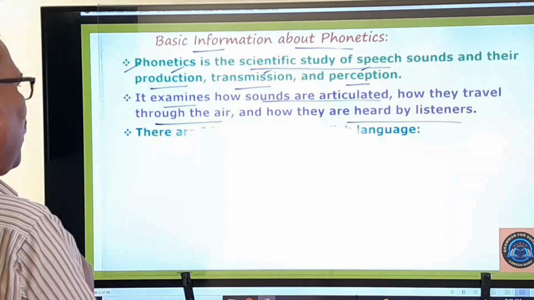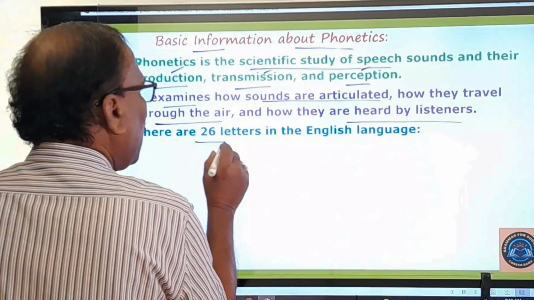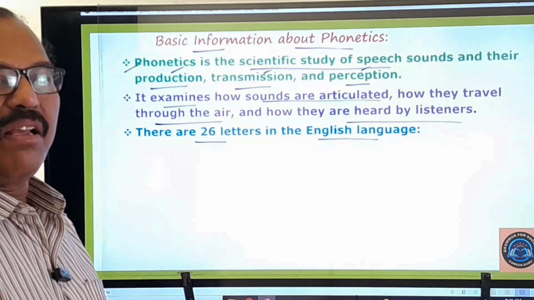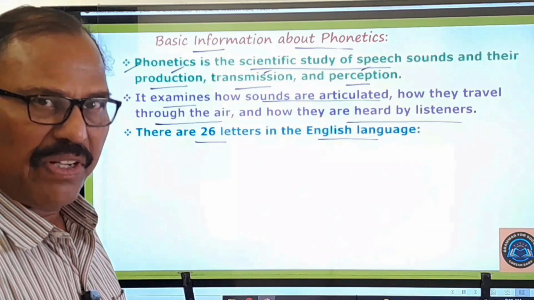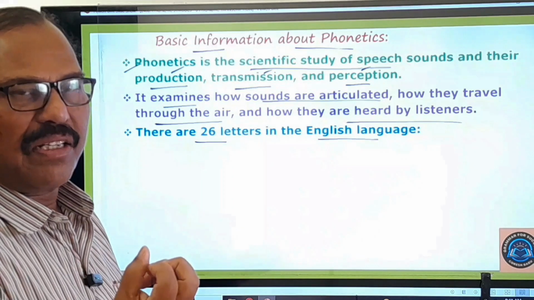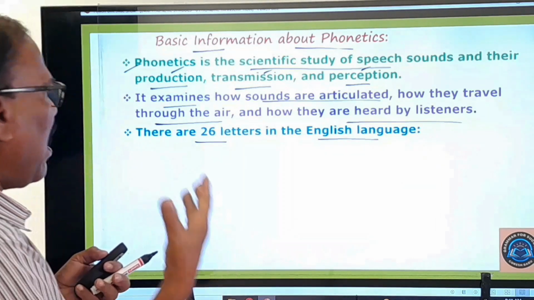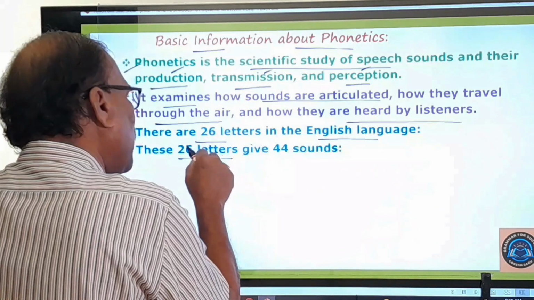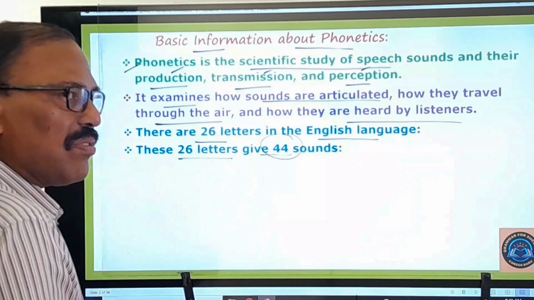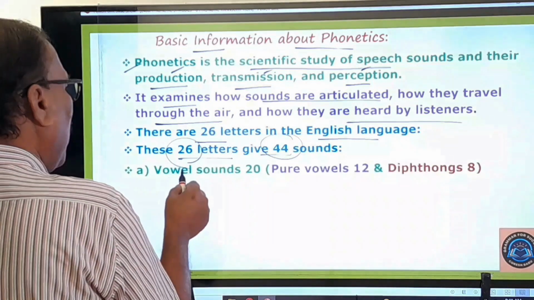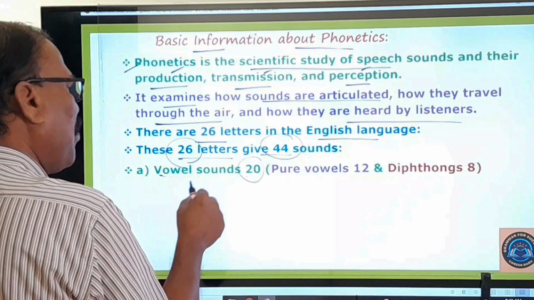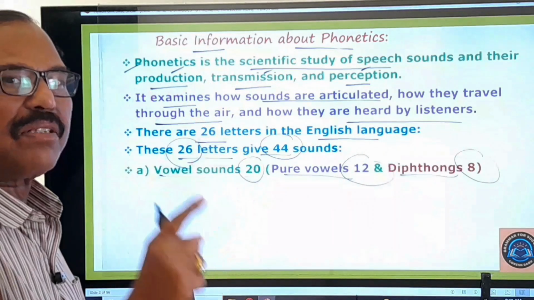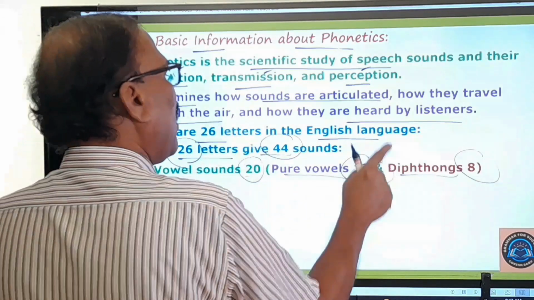The next point is that there are 26 letters in the English language. You know that very well. It is the most basic idea about language. In every language you can find some letters, and in the same way the English language has 26 letters. These 26 letters give 44 sounds. What are those sounds? Vowel sounds are 20: pure vowels are 12 and diphthongs are 8. Pure vowels means single vowels. They are 12 in number.